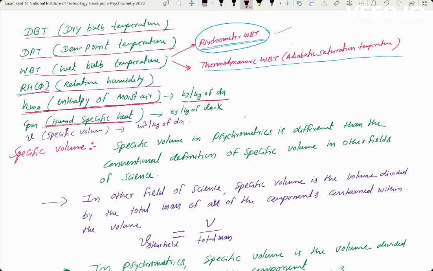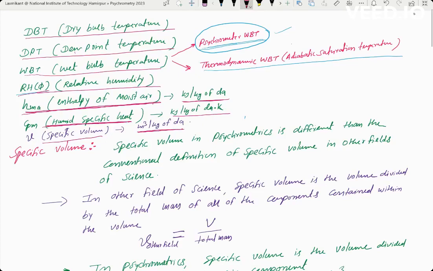This is also called the specific heat of moist air, and its unit is kilojoule per kg of dry air Kelvin. The remaining property is the specific volume. So today we will introduce the specific volume, and its unit is meter cube per kg of dry air. As we have already discussed, all the properties in psychrometrics are expressed in terms of per kg of dry air. So what is specific volume?